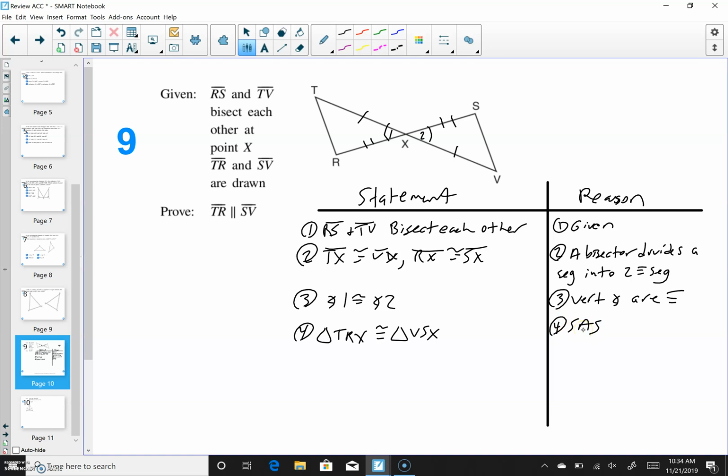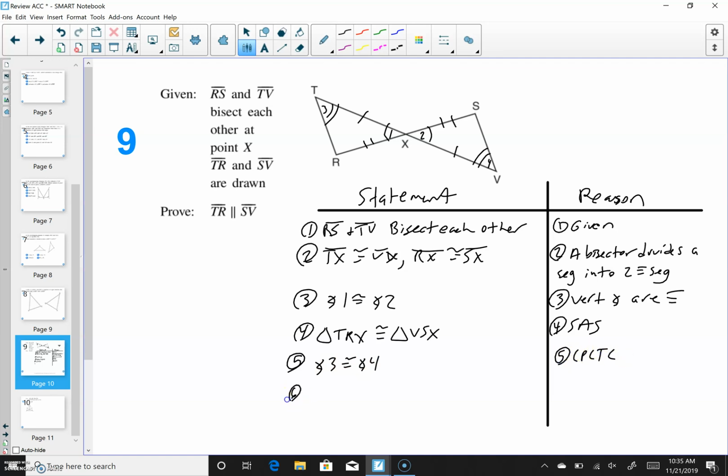Now in order to prove that two lines are parallel, we first need to prove that we have some alternate interior or corresponding angles that are congruent. So a couple different options of what you could grab. I'm going to do T and V, so I'll call them 3 and 4. You could also grab R and S. Angle 3 is congruent to angle 4. That's going to be CPCTC.